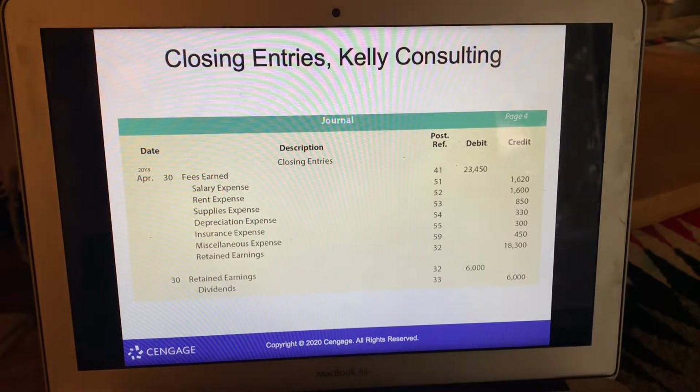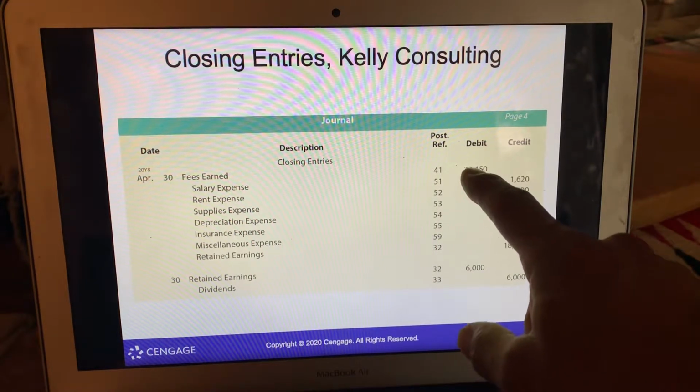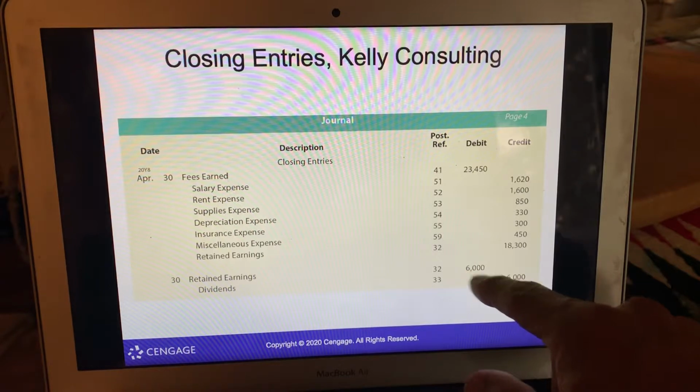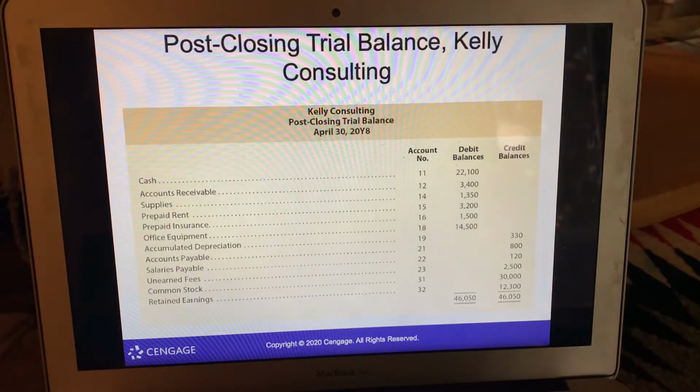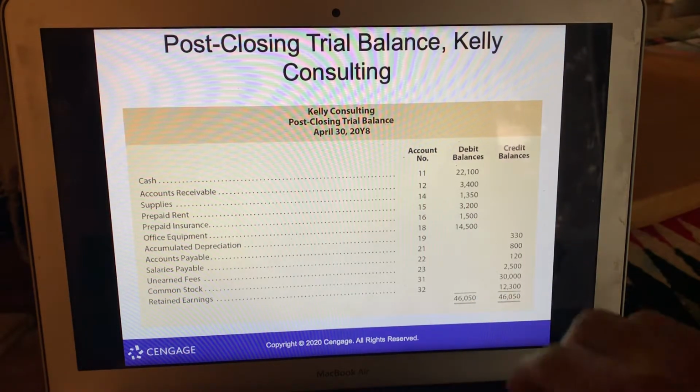Closing entries for our fees earned. Okay, we're closing those, and then we're closing out all of our expenses. We're closing out retained earnings and dividends as well. And here's what those look like. Oh, no, these are our post-closing trial balances. So 4,650 and 4,650, so they do equal.